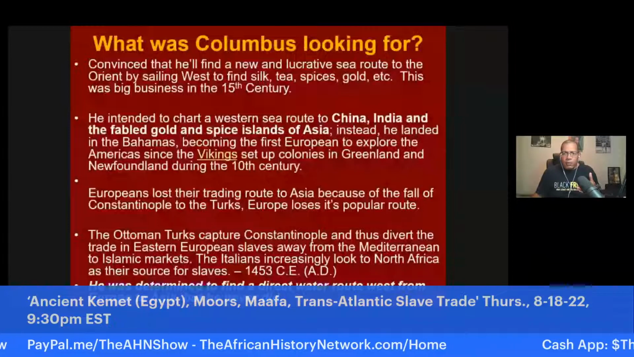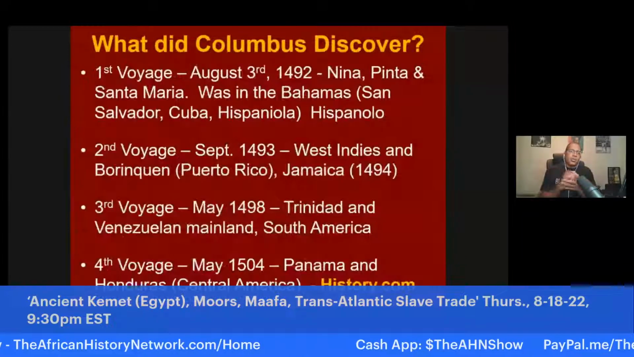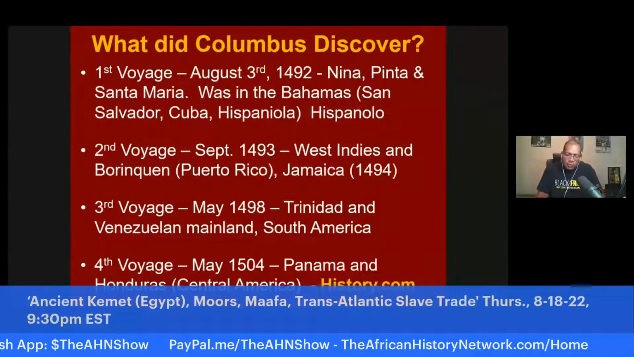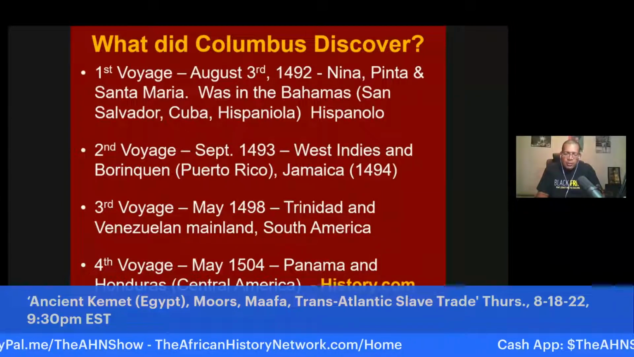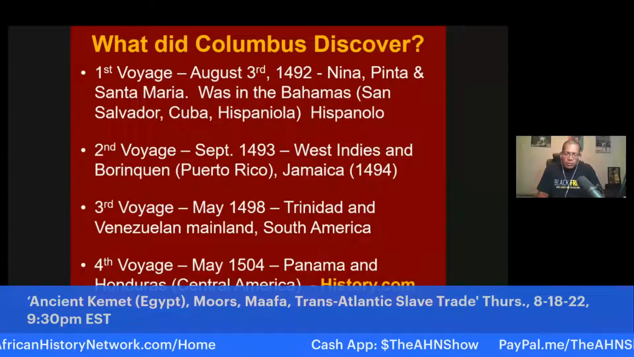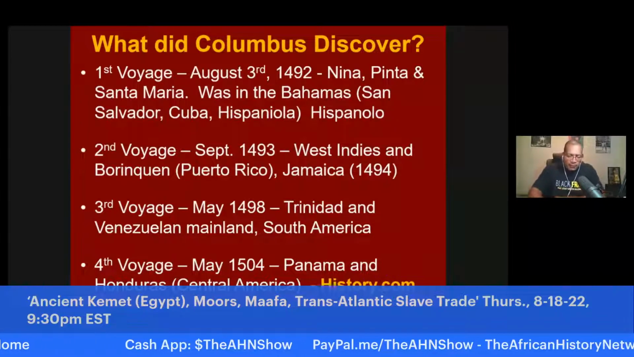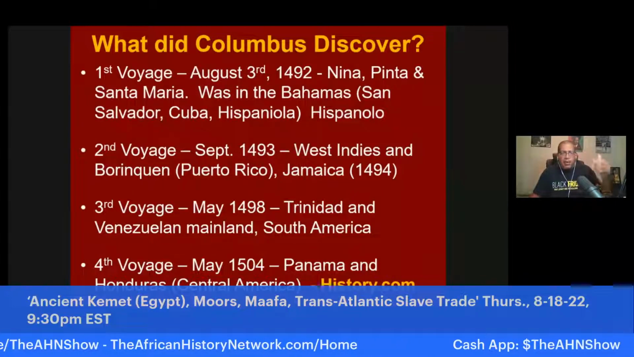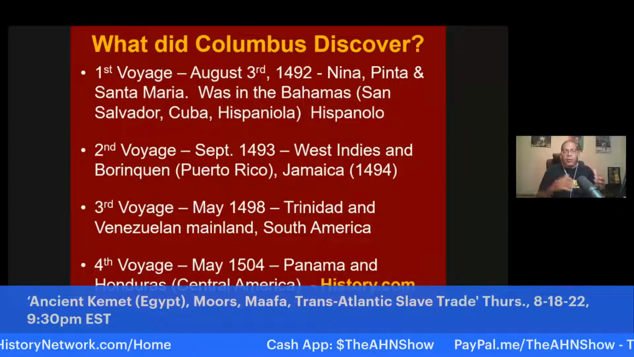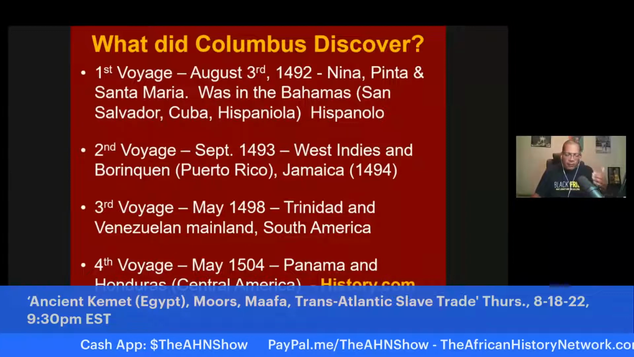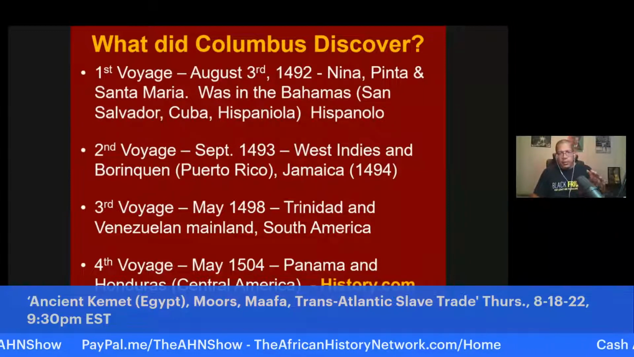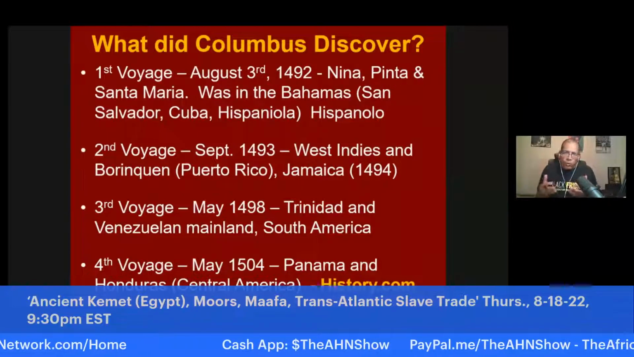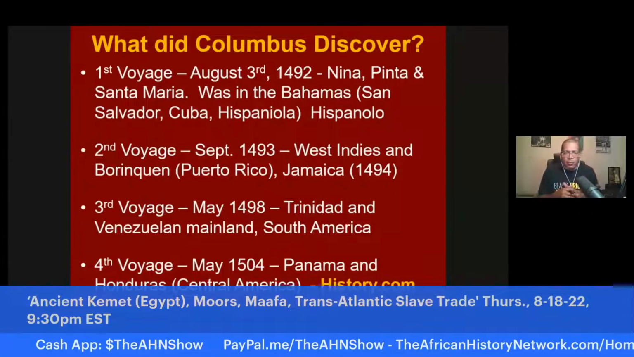When you look at where Columbus went on his four voyages, he goes into the Bahamas, or what he calls San Salvador, August 3rd, 1492. We know this is late in the same year that the Moors lose control of their last stronghold in Spain, which is Granada, January 2nd, 1492. He also goes into Cuba and Hispaniola. The western third of the island of Hispaniola is where you have Haiti. The French are going to take control of Haiti from the Spanish in 1697, and you're going to have the Haitian Revolution that starts in 1791.